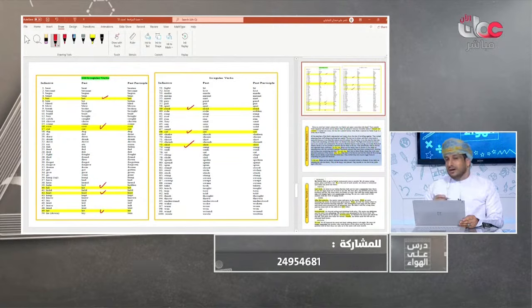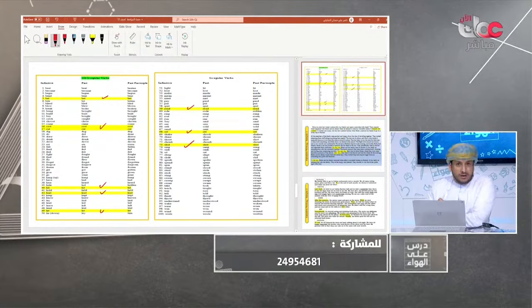For example, here in the past passive, we were talking about the verbs here. Ahmed, for example, ate the pizza. The pizza was eaten. If the student does not memorize the past participle, or doesn't know the past participle of the verb eat, which is eaten, he will not be able to answer these questions correctly in the exam tomorrow.